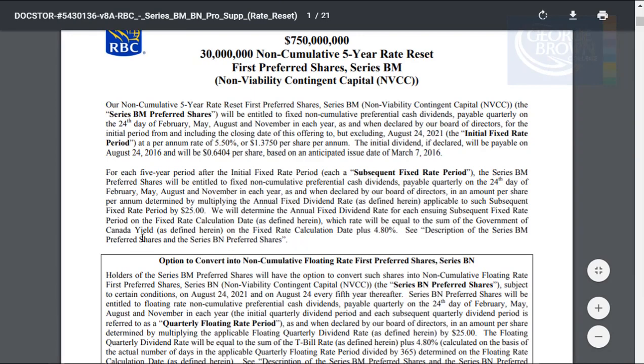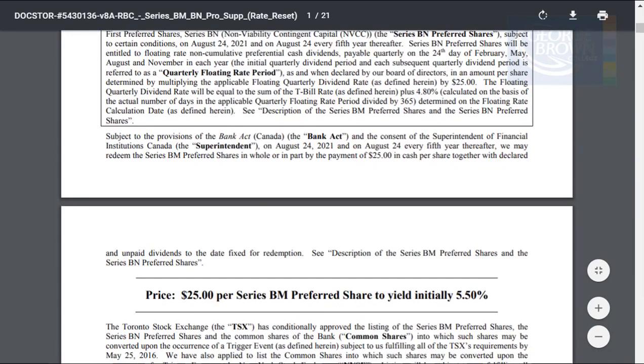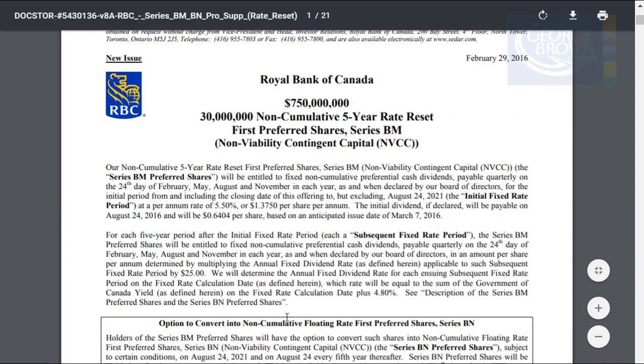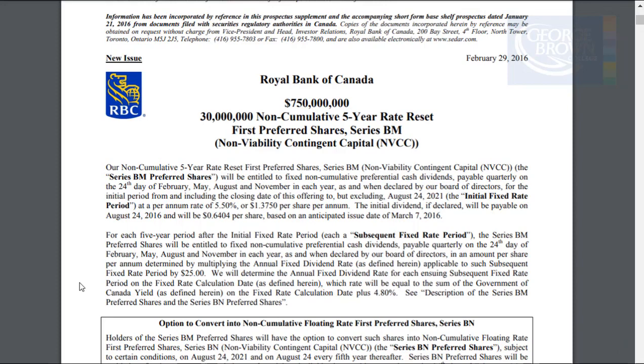Okay, so we can see that it was to yield initially 5.5%, but then you can see here that again it's a quarterly dividend, 24th day of February, May, August, and November in each year, as and when declared by the board of directors. Okay, so these are non-cumulative again, so if it's not paid, next time they pay a dividend, they don't have to make up these lost dividends. If they were not paid, they have to be declared by the board of directors.